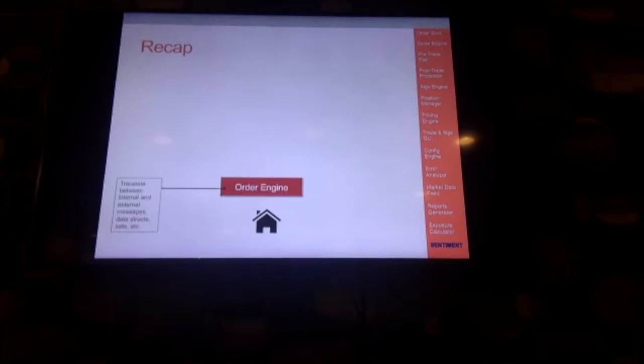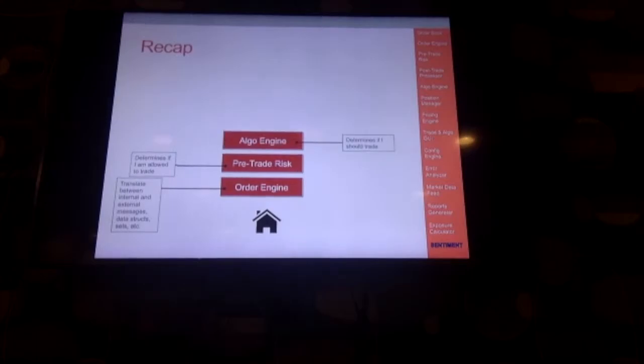So as a quick recap of the stuff that we've talked about, we've explored the concept of ordering engines that translate between the internal ecosystem terminology and the external world. We've talked about pre-trade risk, which helps you determine what you trade, how you trade it, and if you're allowed to trade it. Your algorithms that determine if you should indeed be trading, which is something that everybody here is going to be interested in, right? Because that's sort of what the sentiment analysis is going to be impacting.